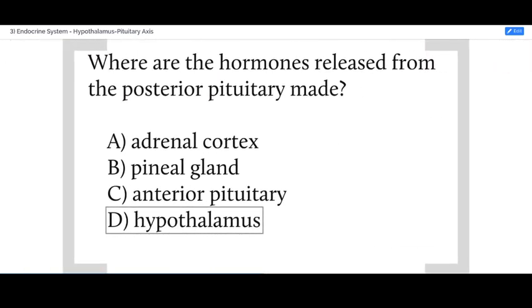As was stressed just before the question came up, the posterior pituitary hormones, as they're often referred to, are actually released by neurons from the hypothalamus.